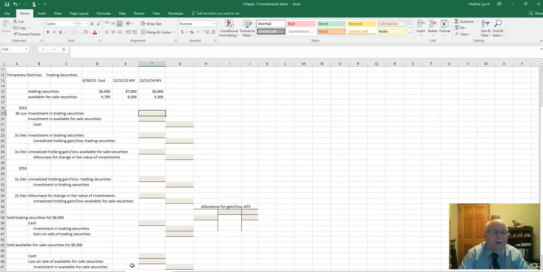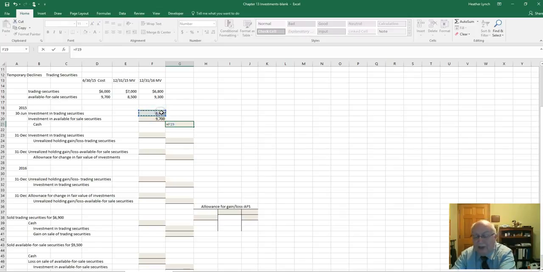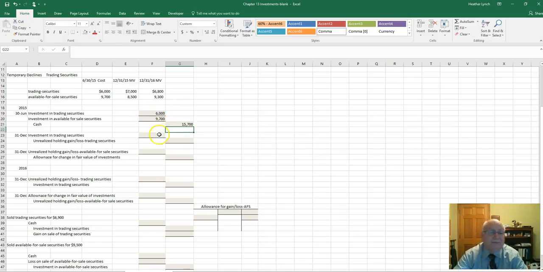So to start with, on 6/30/15, we purchased trading securities for $6,000 here, and we purchased available for sale securities for $9,700. So our entry would be an investment in trading securities for $6,000 and investment in available for sale securities for $9,700, and the cash will be those two added together.